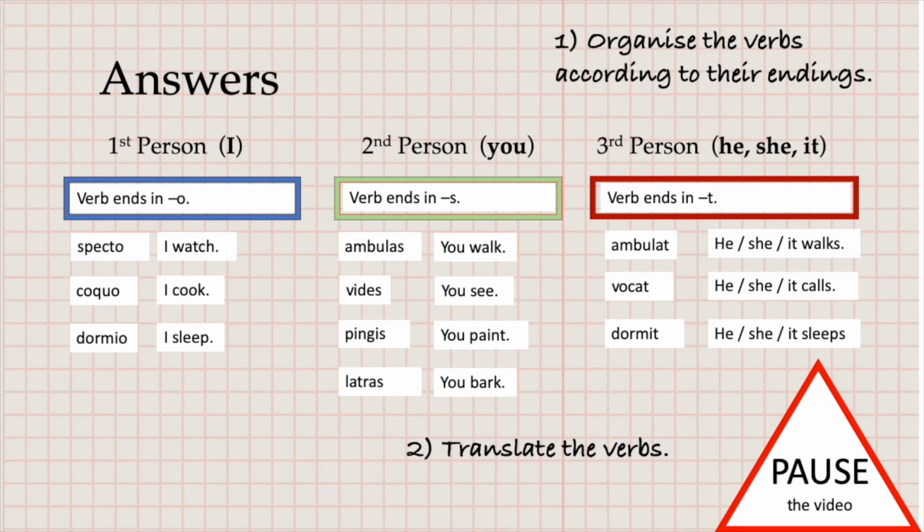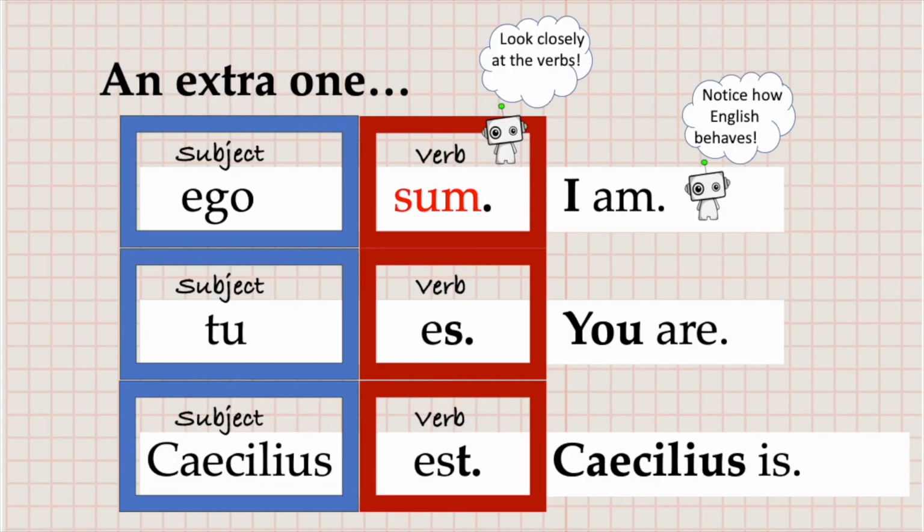Thirdly then, the third person, the he, she, or it forms. Ambulat, he, she, or it walks, vocat, he, she, or it calls, and dormit, he, she, or it sleeps. Did you get them all right? Good. Here's one extra one.